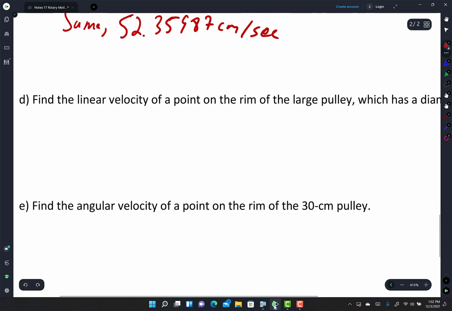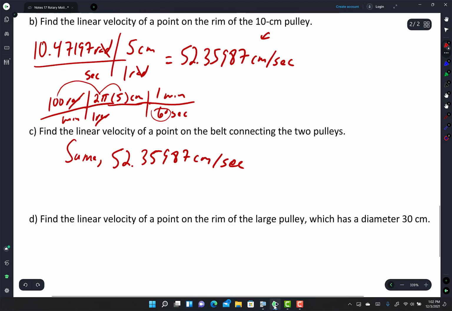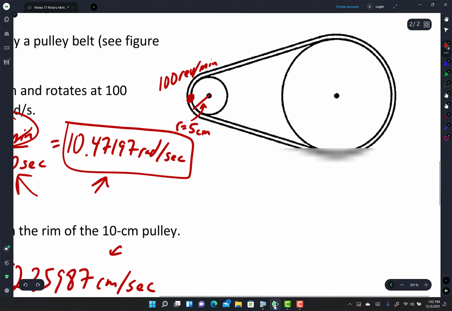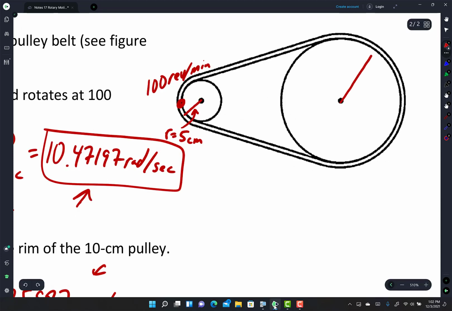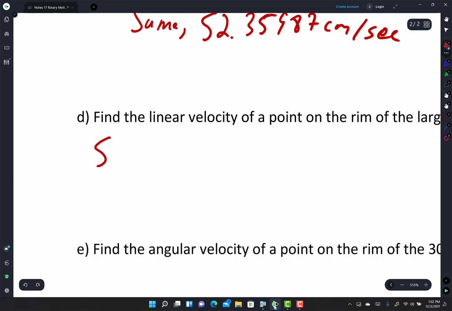Find the linear velocity of a point on the rim of the large pulley, which has a diameter of 30 centimeters. So let's go to the large pulley. The diameter is 30, so that means this radius is 15. That belt is connected to the large circle, so my linear velocity must be the same. Same.